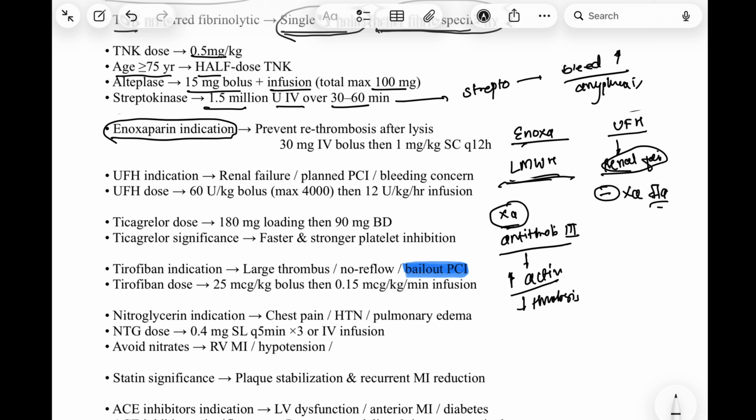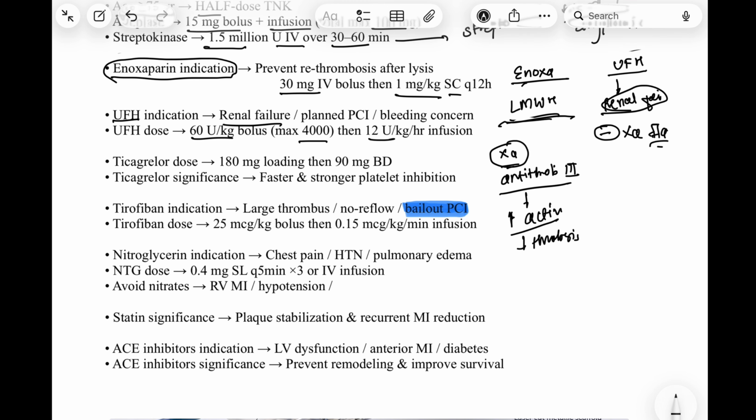And about the enoxaparin, it is a low molecular weight heparin. The dose for the enoxaparin is 30 mg IV bolus followed by 1 mg per kg subcutaneously over 12 hours. Right? About unfractionated heparin, renal failure is one of the indications, and the dose is 60 unit per kg, maximum 4000, followed by 12 unit per kg per hour infusion. The dose for both drugs is not that important in terms of NEET PG, but you need to understand what are the drugs that we use in ACS.